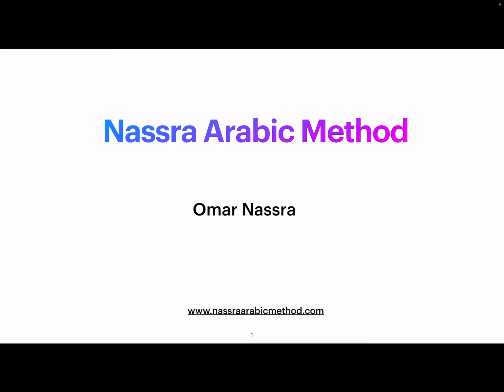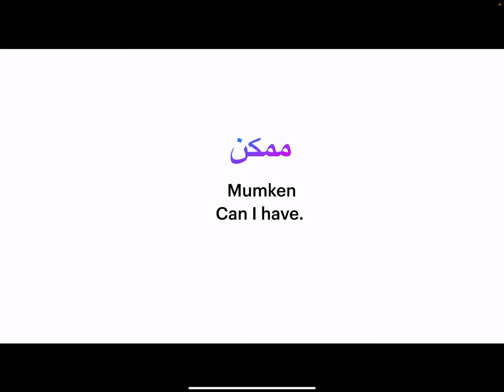who are studying Arabic, especially the Shami Arabic dialect. Okay, let's go. So the first phrase is ممكن. You can see in Arabic it has letters mim, kaf and nun. In English, ممكن means can I have.